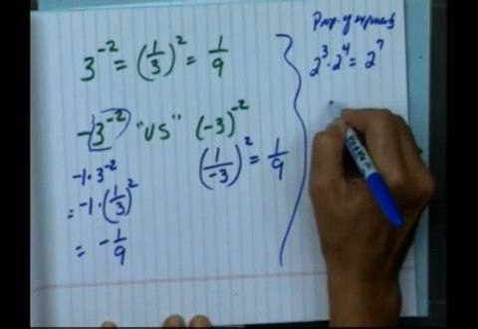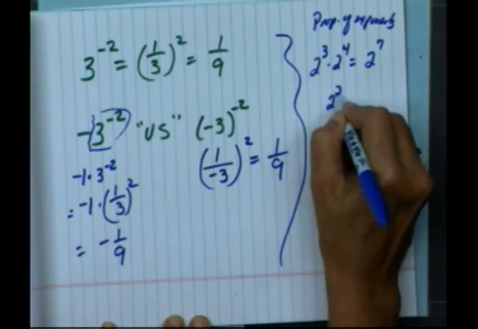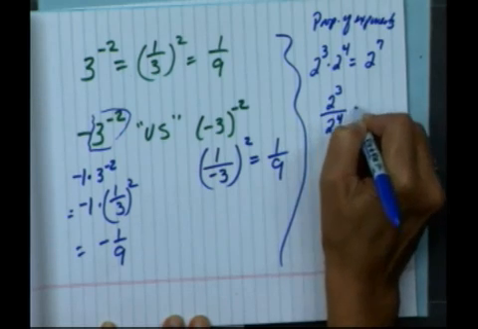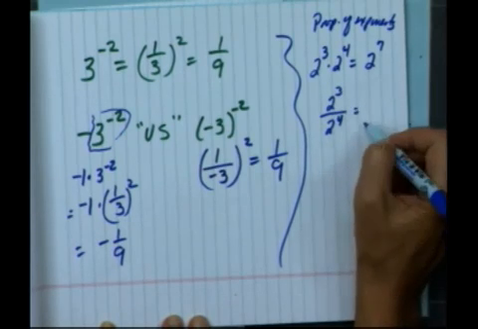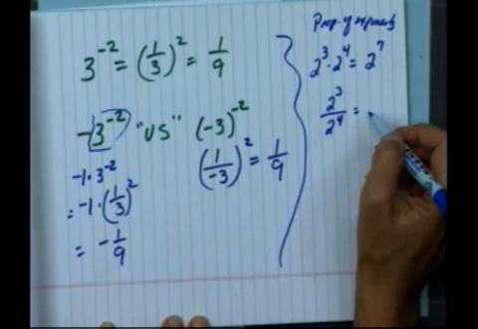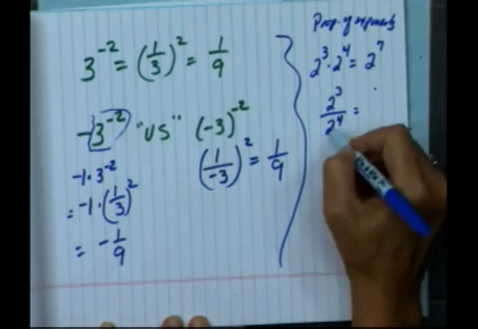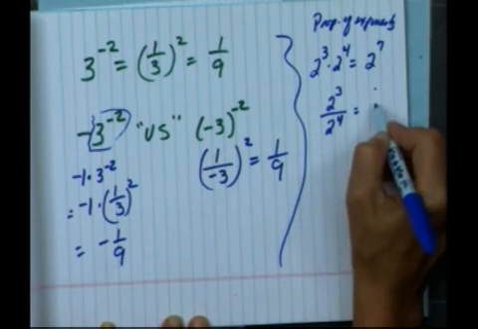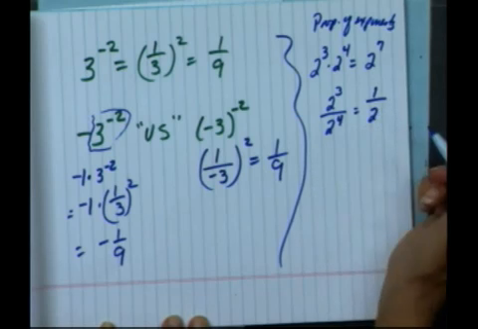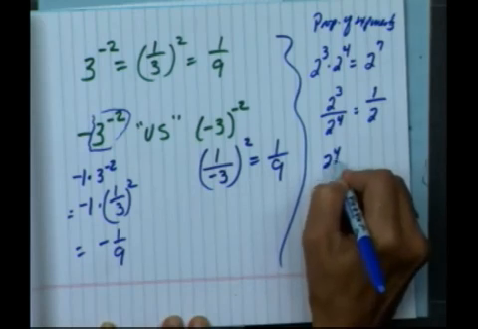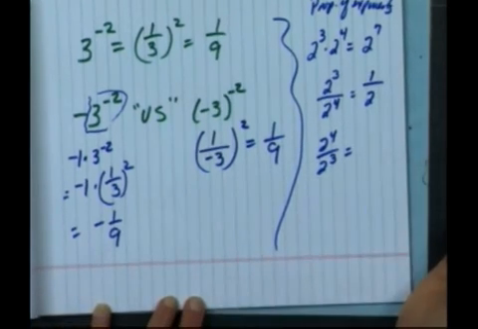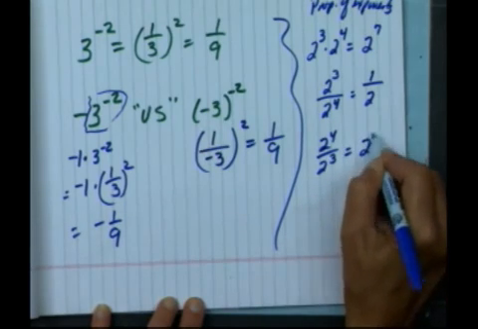What about if you have 2 cubed divided by 2 to the 4th? You're going to subtract the exponents. 3 factors of 2 are going to divide out, and you're left with 1 factor in the denominator. 4 minus 3. What about 2 to the 4th over 2 cubed? What's that going to be? 2 to the 1st, right.